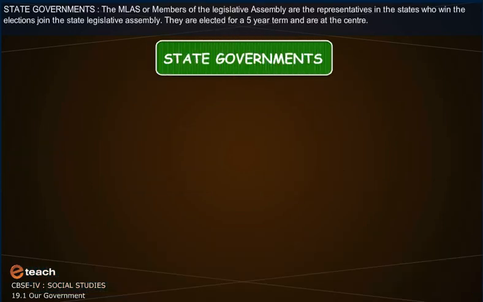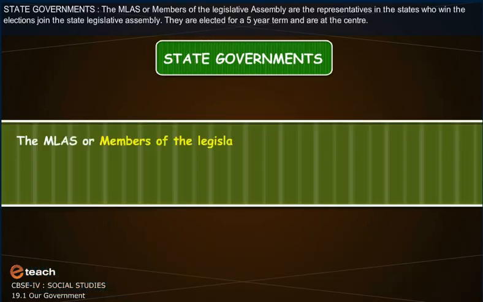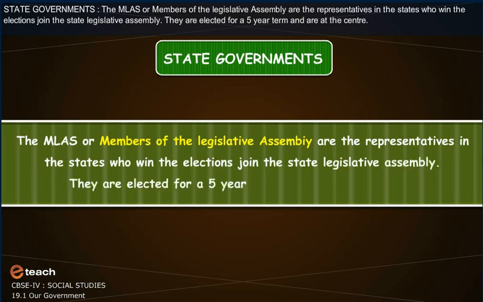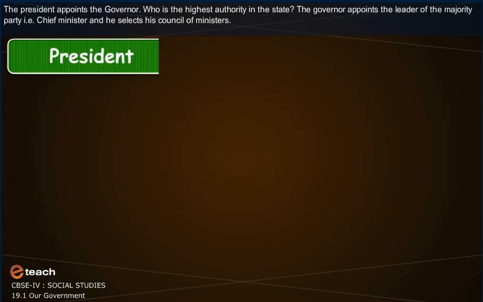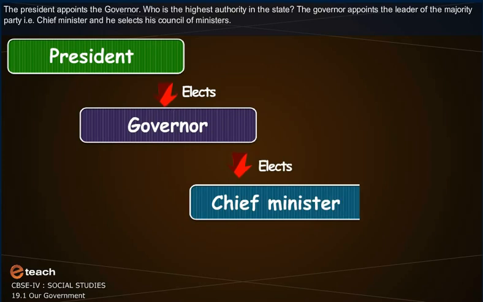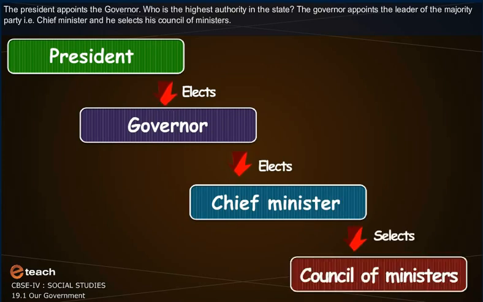State governments. The MLAs or Members of the Legislative Assemblies are the representatives in the state who win the elections and join the state legislative assembly. They are elected for a 5-year term. The President appoints the Governor, who is the highest authority in the state. The Governor appoints the leader of the majority party, that is, the Chief Minister, and he selects his Council of Ministers.